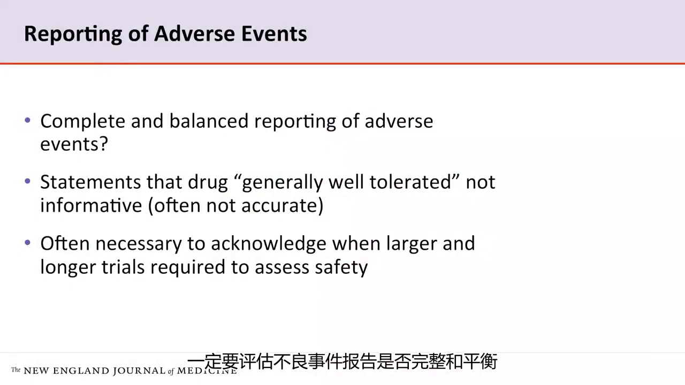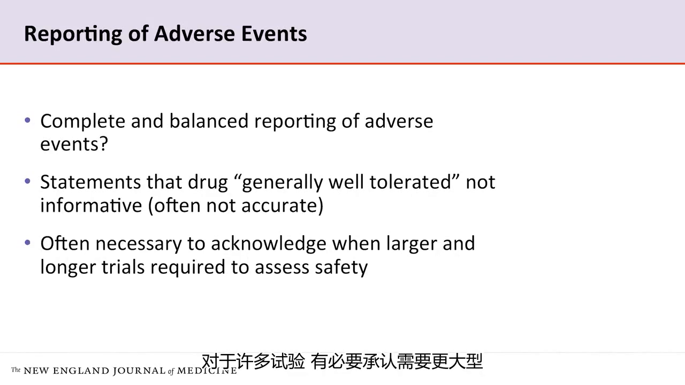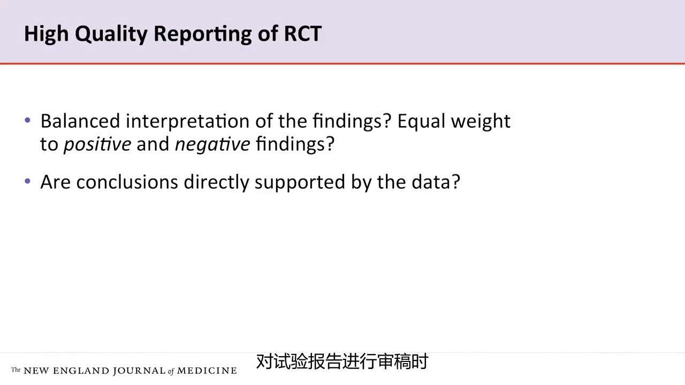It is important to assess whether the reporting of adverse events is complete and balanced. Statements such as, the drug was generally well tolerated, are not informative and often not accurate. For many trials, it is necessary to acknowledge that larger and longer studies are required to fully assess safety. In reviewing the trial report, you should assess whether the authors provide a balanced interpretation of the findings. Do they give equal weight to positive and negative findings? Are the authors' conclusions directly supported by the data?